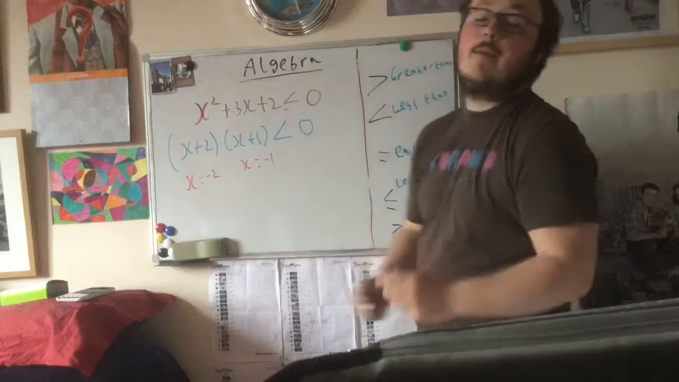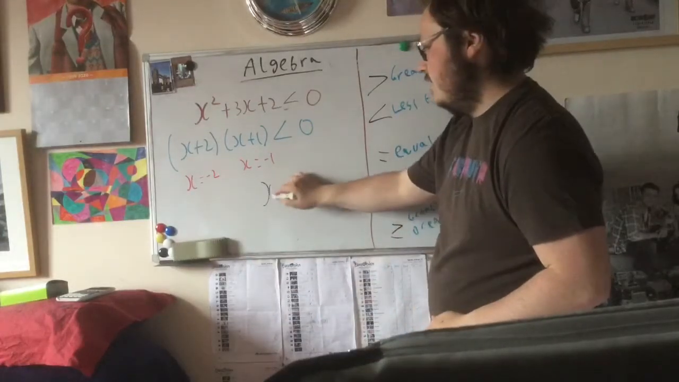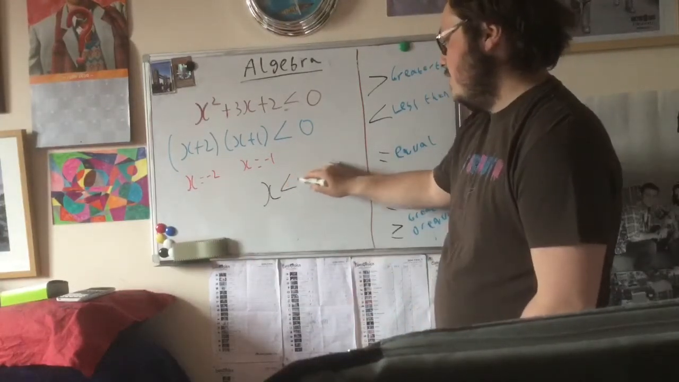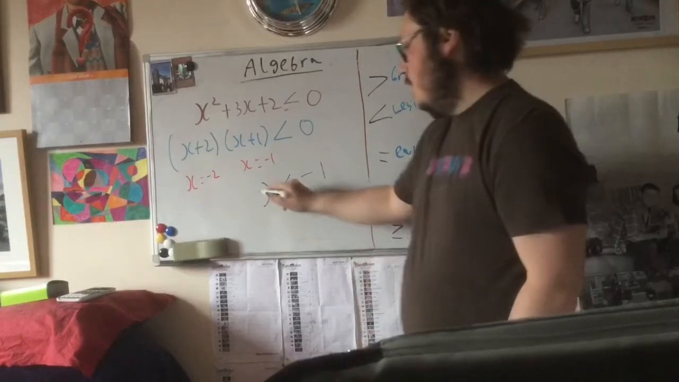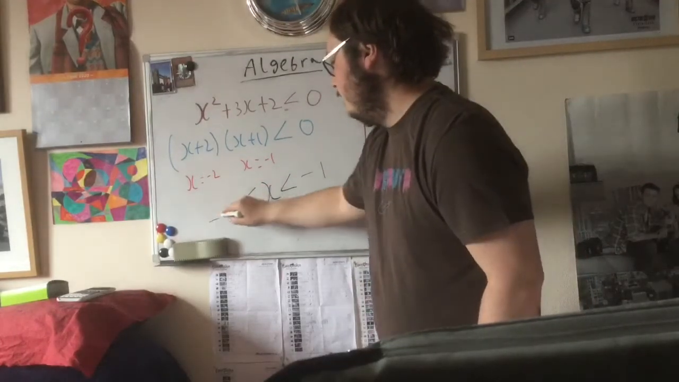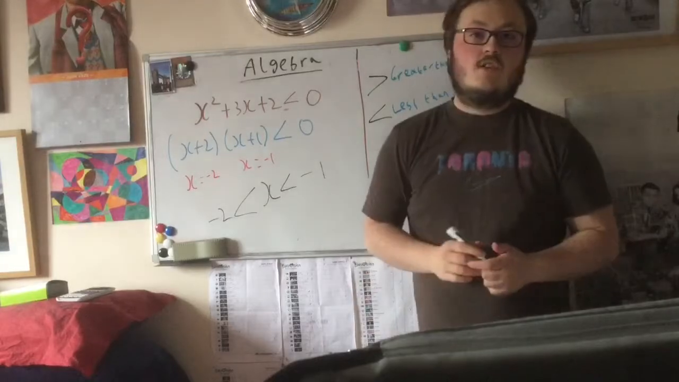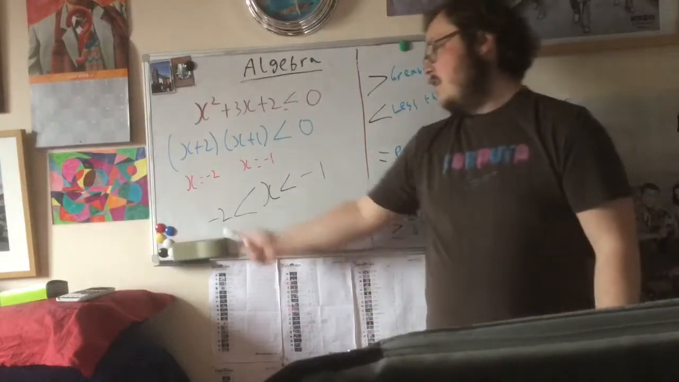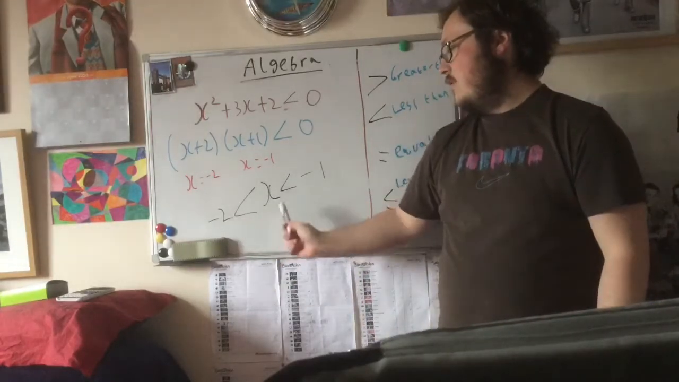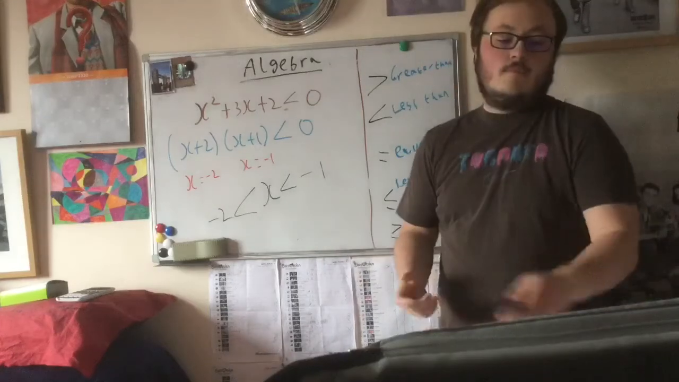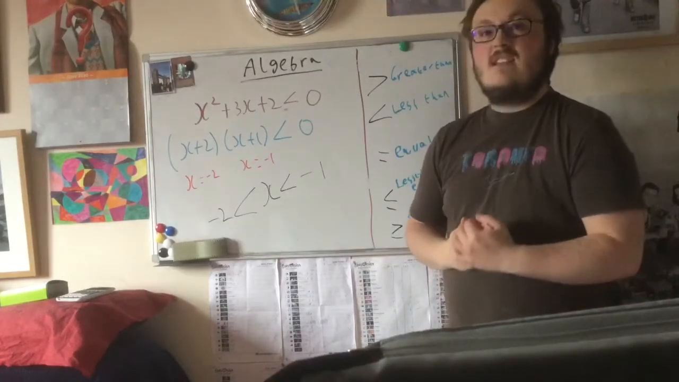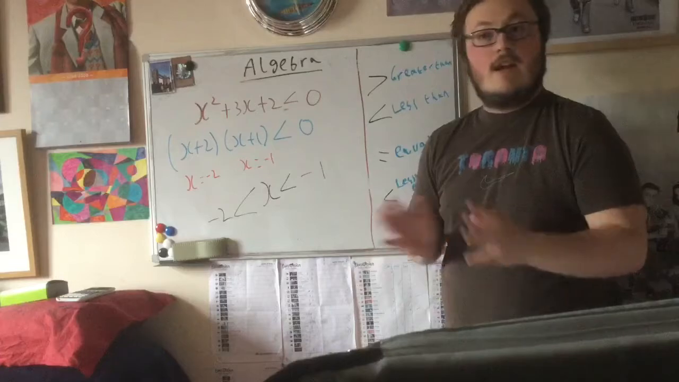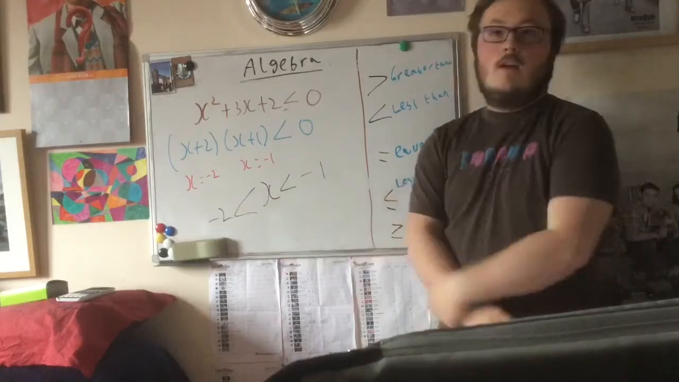But how do we write that? So we put our x and we put it's less than -1, but it's greater than -2. That's what we're saying. -2 is less than x, and x is less than -1. That's the summary. And that basically is telling us that the range of values for x are between -1 and -2.